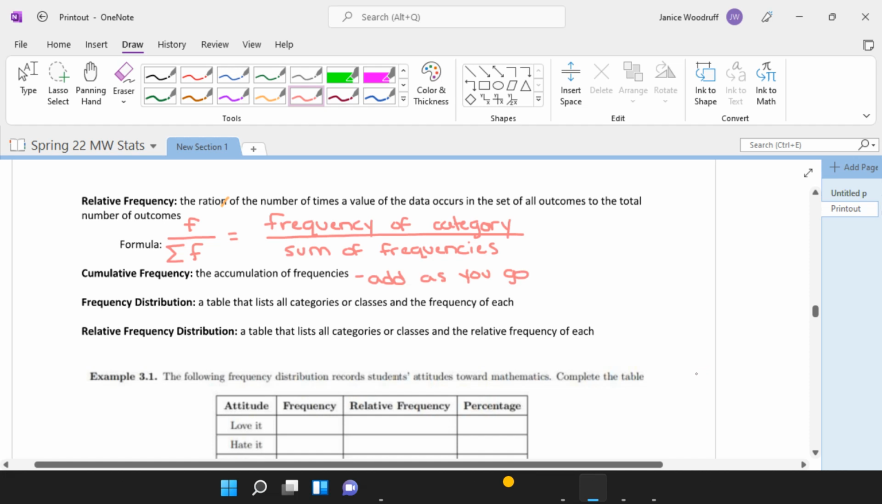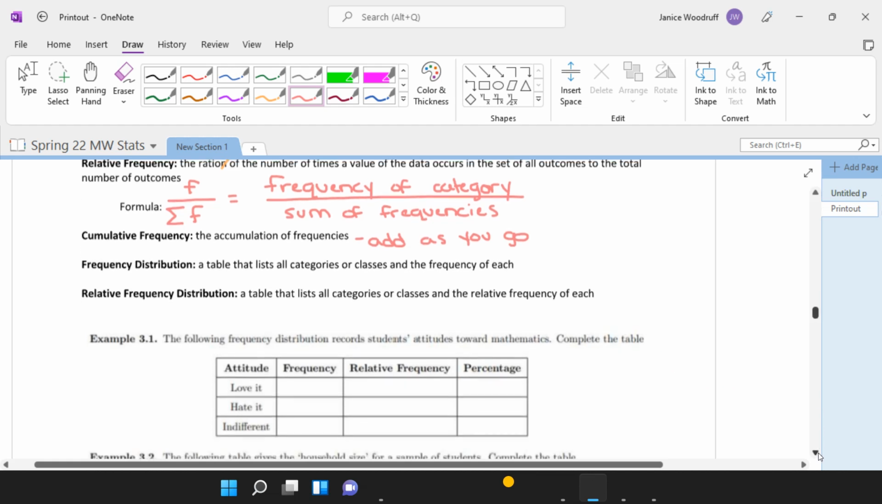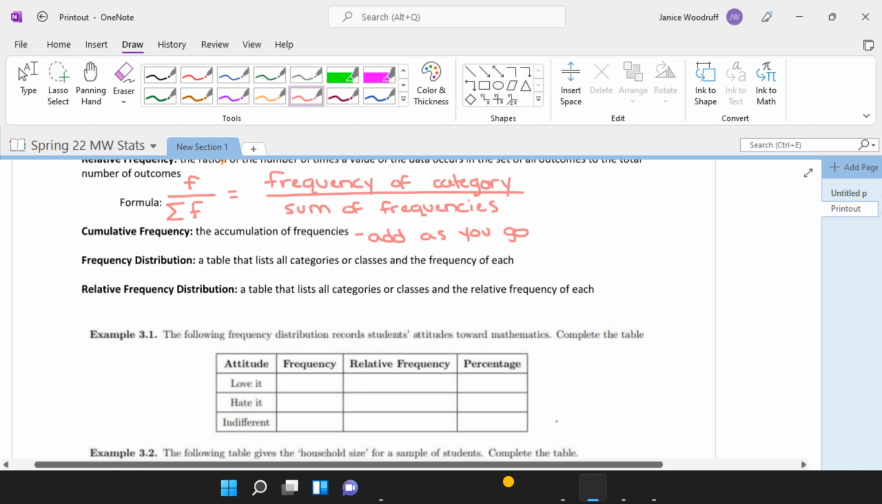A frequency distribution is a table of your frequencies. It's going to list the categories or classes and then the frequency of each. So if you just look down at 3.1 here, that's a frequency distribution, just this first part here. And then if we're doing the relative frequency of each category, then it's a relative frequency distribution. And you can see that you can have both in one table.